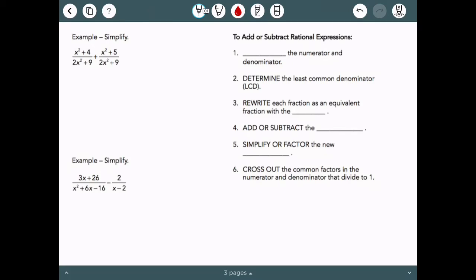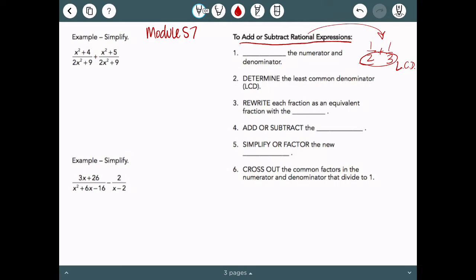Hi guys, this is module 57 and today we are adding and subtracting rational expressions. So remember, a rational expression is just like a fraction. So this is like 1/2 plus 1/3. And remember that today we're going to have to use the least common denominator, or the LCD.